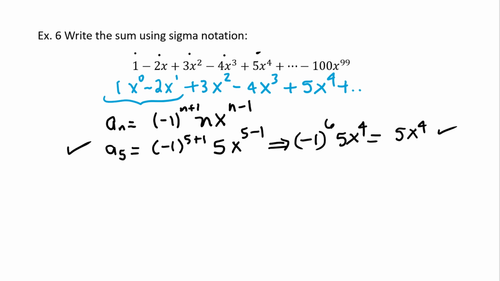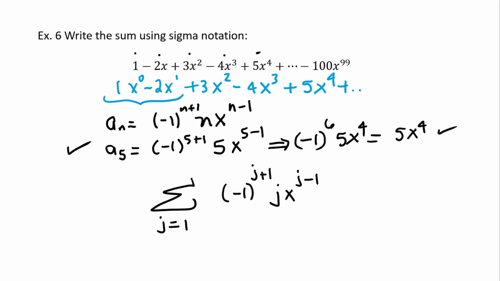Now let's use the summation notation. So we'll do the summation of, I'll pick my index of summation as j. So we'll start at j equals 1, negative 1 to the j plus 1, and then j times x to the j minus 1. And we have to decide, do we go up to 100 or up to 99? And I'm going to check with 100, and that'll work, because the power of the last term will be 99.